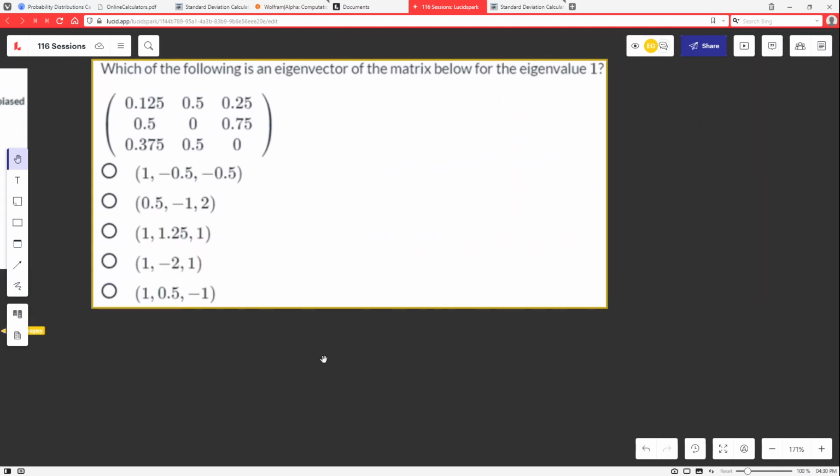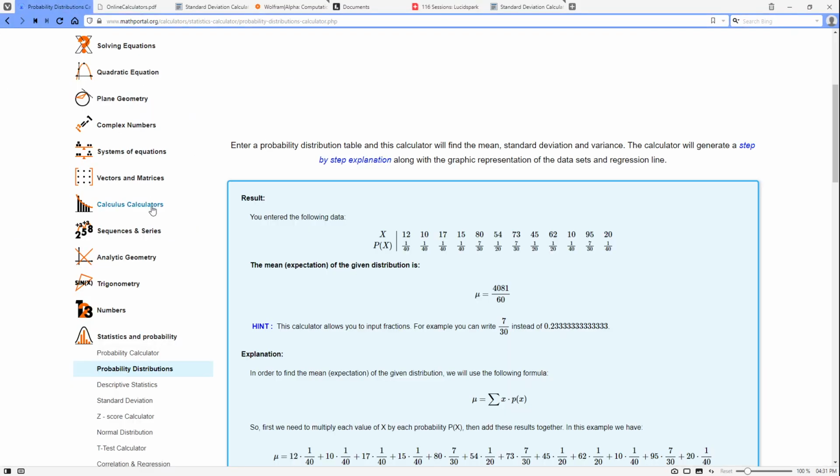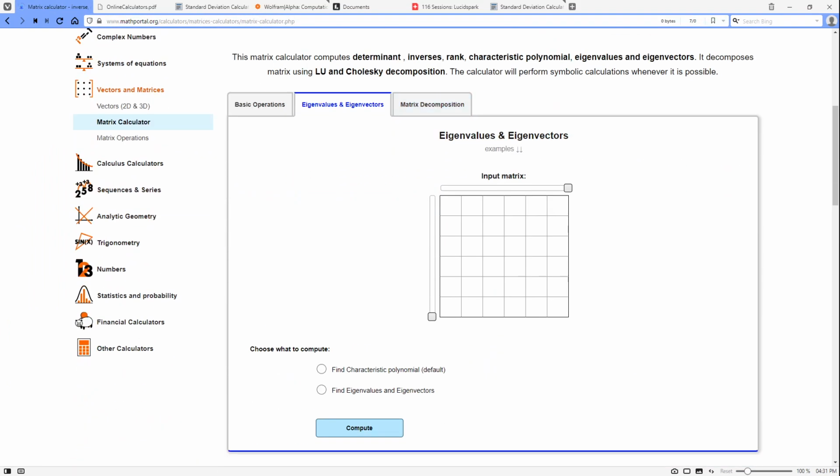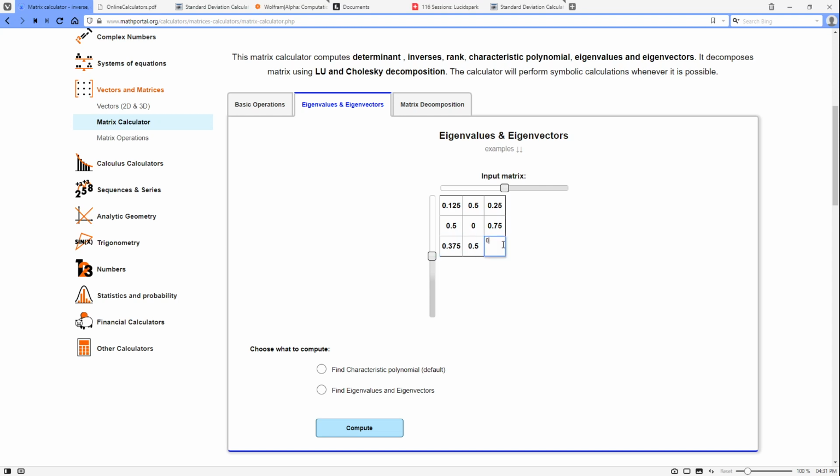Next one. Which of the following is an eigenvector of the matrix below for the eigenvalue 1? For this, we just want to stick that in an eigenvalue calculator and find which vector corresponds to 1. Over here, vector matrices, matrix calculator, eigenvalues and eigenvectors. It is a 3x3. So push to there. 0.25, 0, 0.5, 0, 0.25, 0.5, 0, 0, 0.75, 0, 0.375, 0, 0.5, and 0.